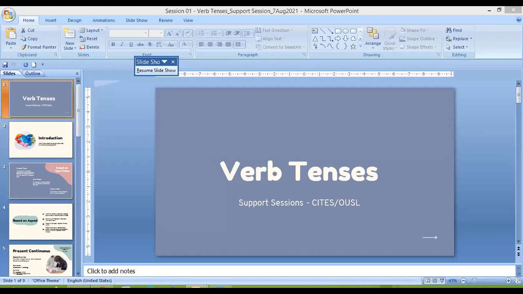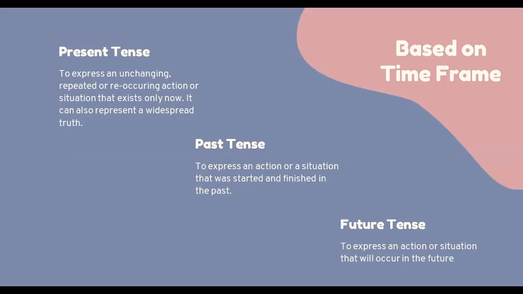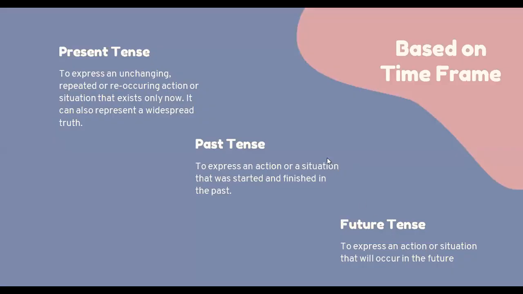Excuse me, ma'am. We can't enter the slide now. We can see the verb tenses slide only. All right, you can't see the slide. Okay, give me a minute. Thank you for telling me that. I'll reshare the screen again. Okay, now can you see?